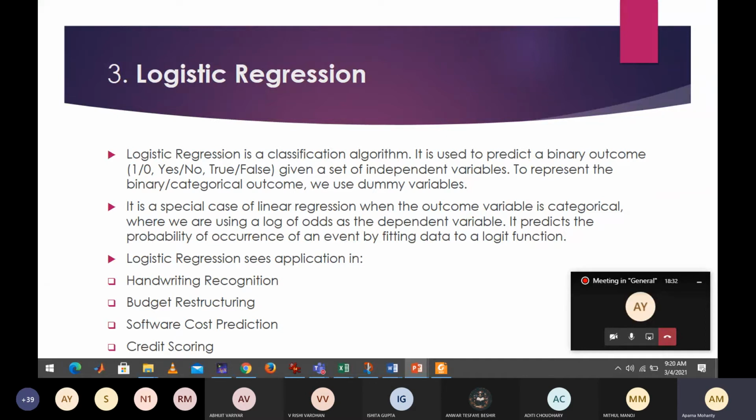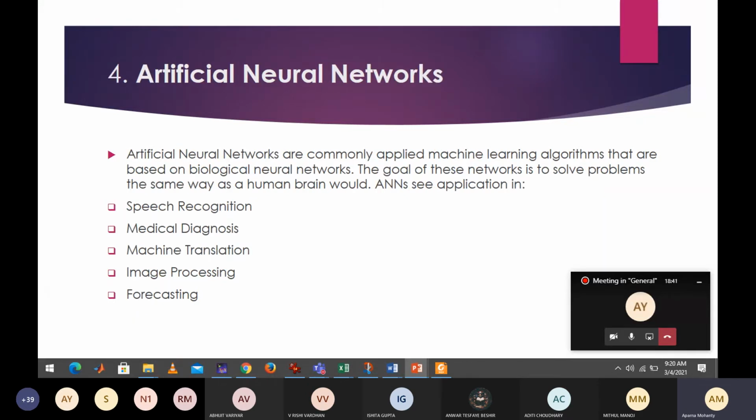In handwriting recognition, software cost prediction, credit scoring and all, you can use logistic regression. Then ANN is the fourth type of predictive analysis. Some of you might have used ANN in your research projects. In image processing, forecasting, medical diagnosis and all, ANN comes in.